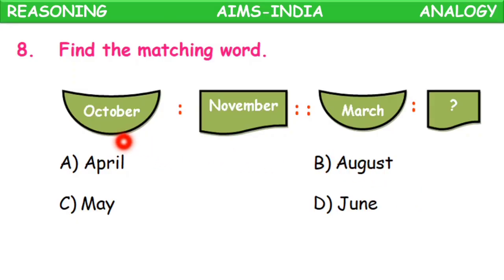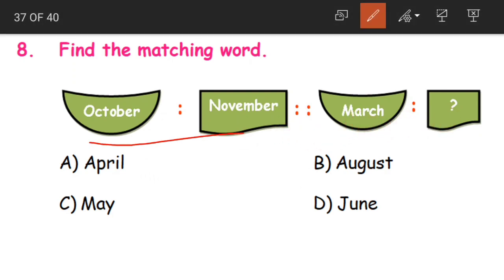Next question 8. October is to November as March is to dash. Now what are October and November? They both are the names of the months in the English calendar. Now what is the relation here? October and November. After October we have November.